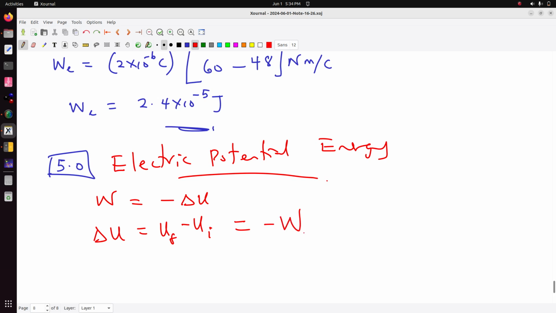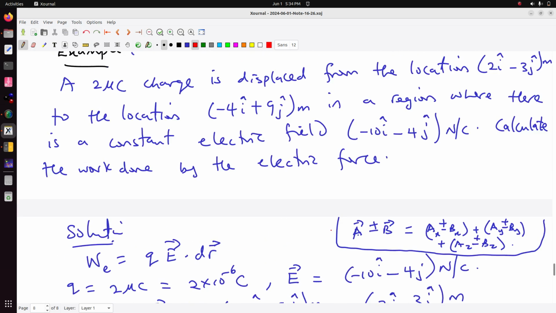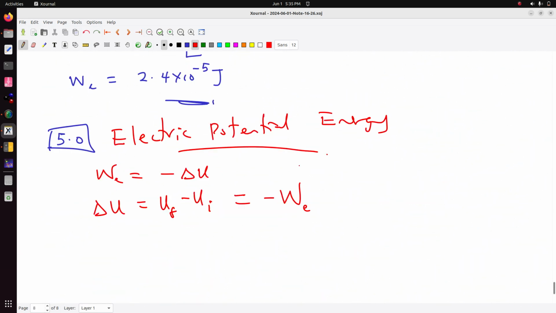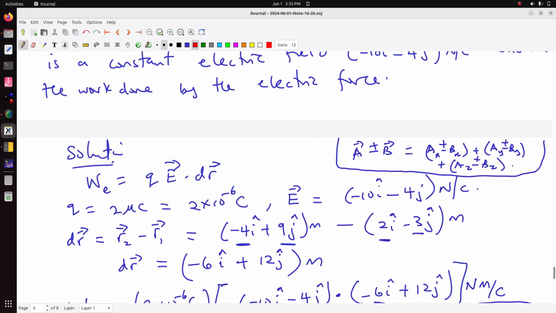The work done by the electric force. Now, we have also derived an expression for the work done by the electric force, and that expression was this equation 9: Q integral of the scalar product of the electric field and the displacement vector. So we can now write the difference in electric potential energy to be negative of W_E.